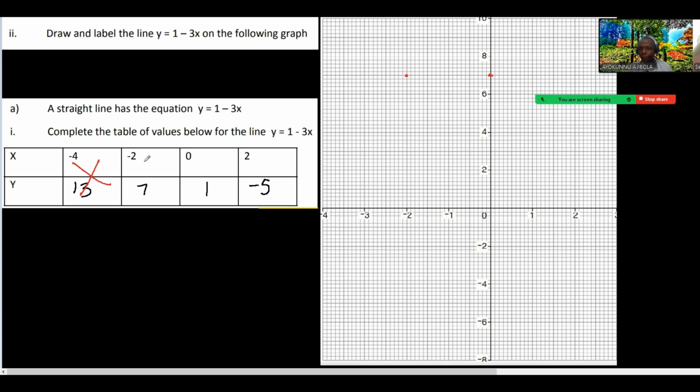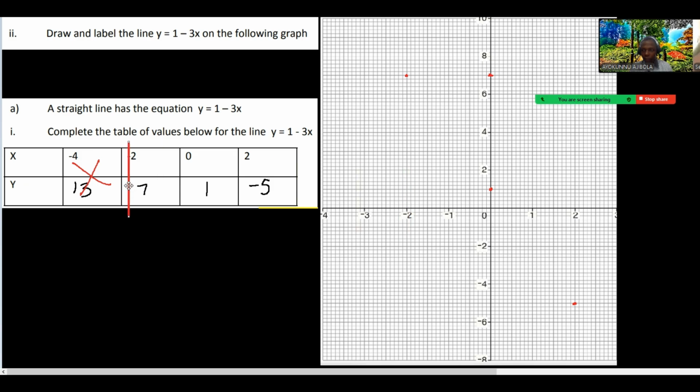Fine. Then when x is 0, y is 1. So you go straight to 0, then you locate 1 here at the middle between 0 and 2, okay? Then when x is 2, y is negative 5. So we can locate negative 5 at the bottom before negative 6, okay? So when x is 2, y goes down to negative 5, which is somewhere here, okay?